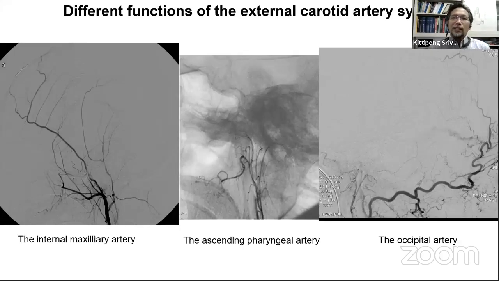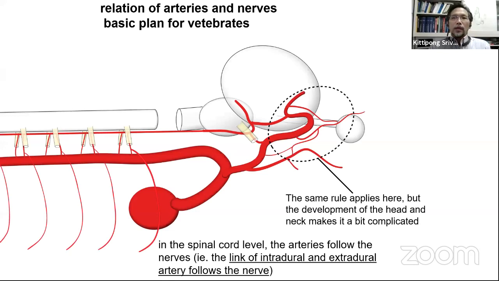Okay, so we see the external carotid artery system as a single trunk, but actually it's composed of different compartments, like the system of the internal maxillary artery. There's a system of the ascending pharyngeal artery in the middle of the skull, and posteriorly you have the occipital artery. Not something that difficult, and just a little bit of these basic plans for the nervous system arteries structure.